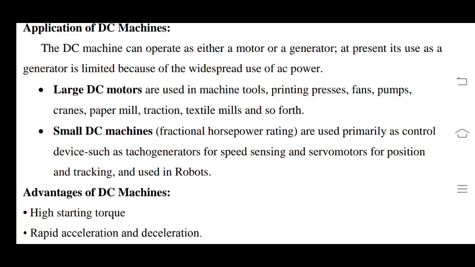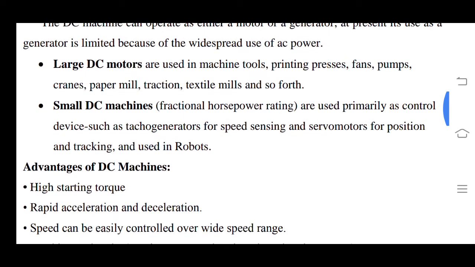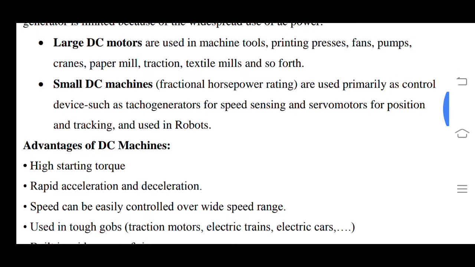Small DC machines are fractional horsepower rating machines. That means small HP machines are used primarily as control devices, such as a tacho generator for speed sensing and a servo motor for position and tracking, and they are used in robots.